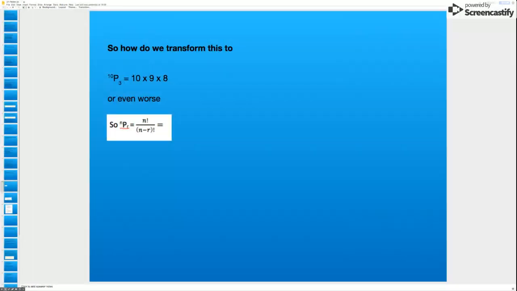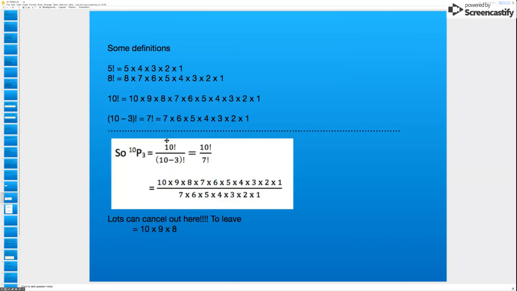So how do we transform this to 10P3? This is something that Alan did in the lecture. He wrote this as 10P3. So 10P3 equals 10 times 9 times 8. Or even worse, he wrote nPr equals n factorial over n minus r factorial. How did he come up with this rule?